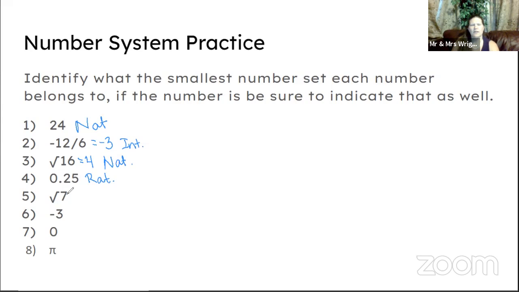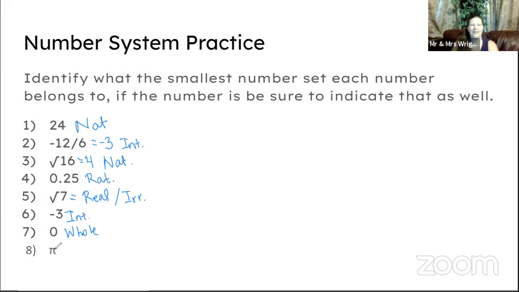Square root of 7. Well, when I plug that into my calculator, I don't get a pretty number without a decimal. I get a decimal that doesn't seem to have an ending. So the smallest set it can fit into is the real number set. Okay, and this one happens to be irrational. Okay, negative 3, all of my negative whole numbers are going to be integers. Okay, 0, remember, that's the only number that's specific to the whole number set only.